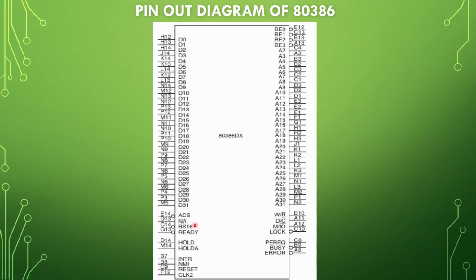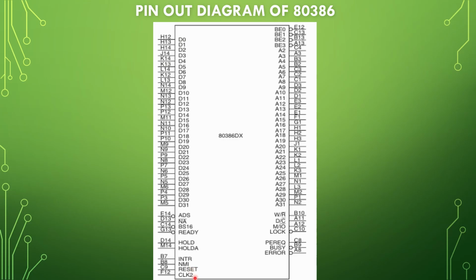Then comes BS16. It is the bus size signal, which indicates that the bus size is 16 bit. If it is BS8, it indicates that the bus size is 8 bit. Next one, the ready signal. The ready signal introduces a wait state to synchronize the slower memory. Next is the reset signal. What it does is initialize the CPU to real mode.